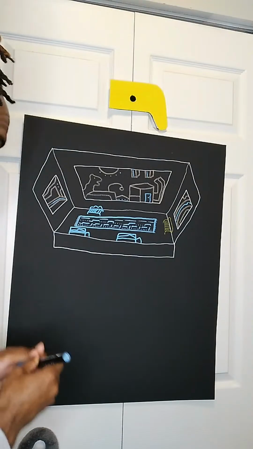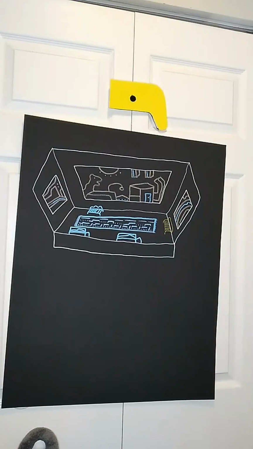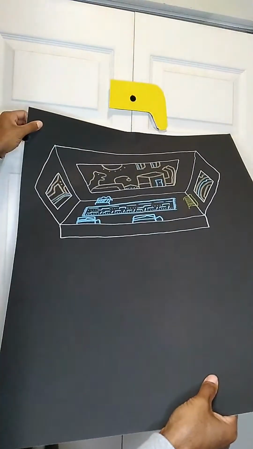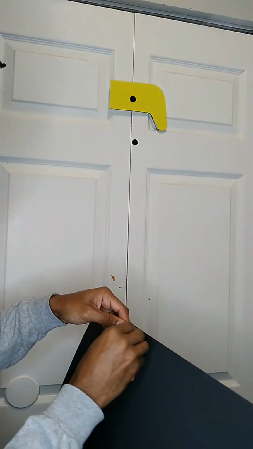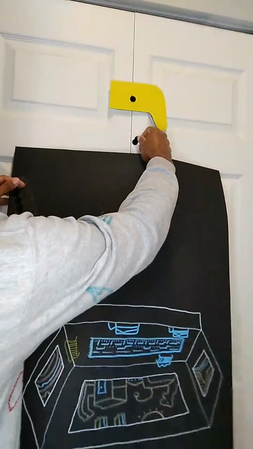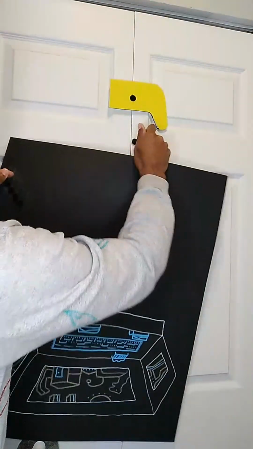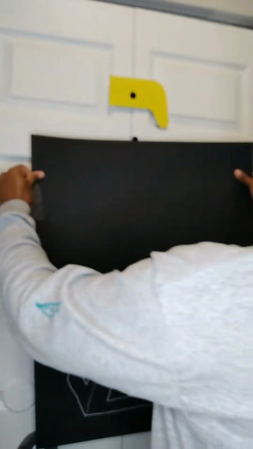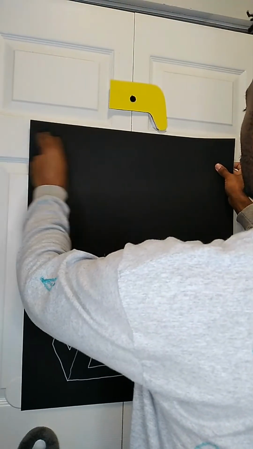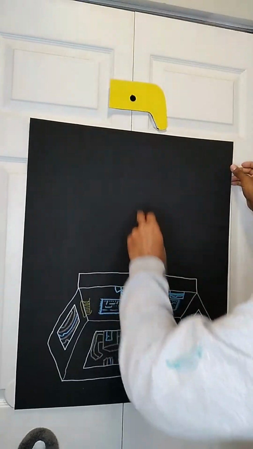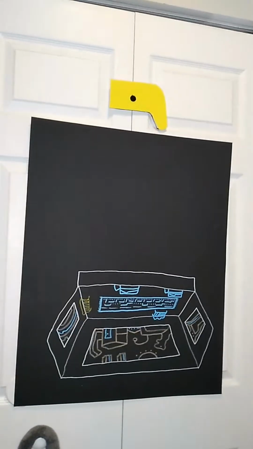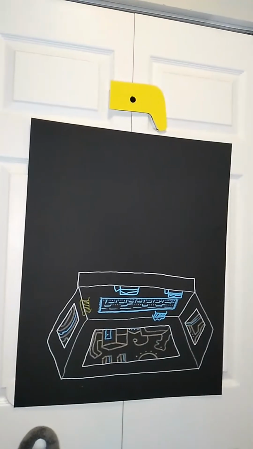All right, so since this side is done, we can flip this so we can see what the energy source looks like in order for us to make this possible. Ooh. All right, so let's keep going. Let's use another white marker.